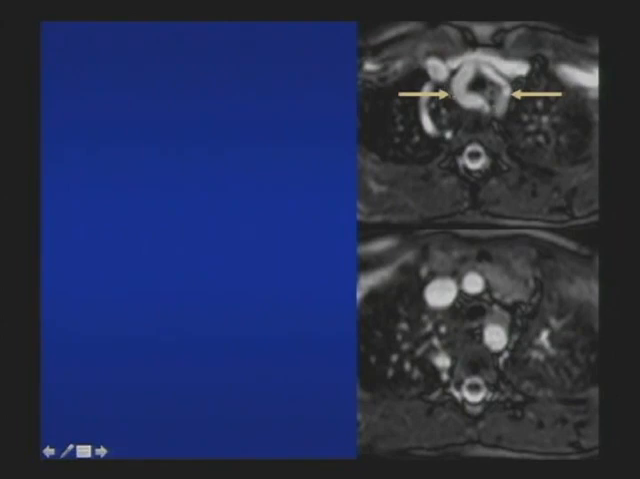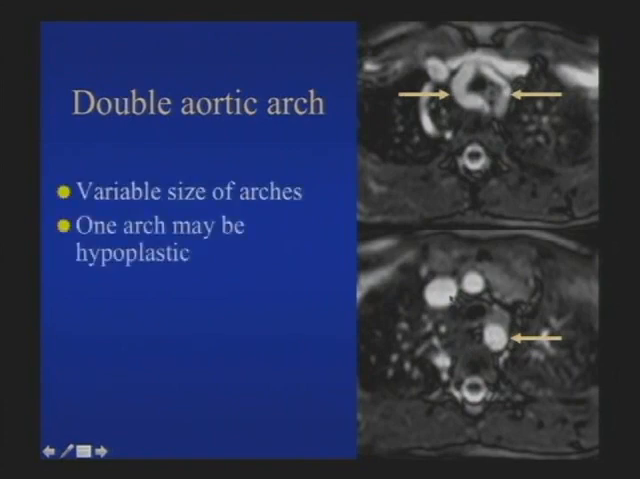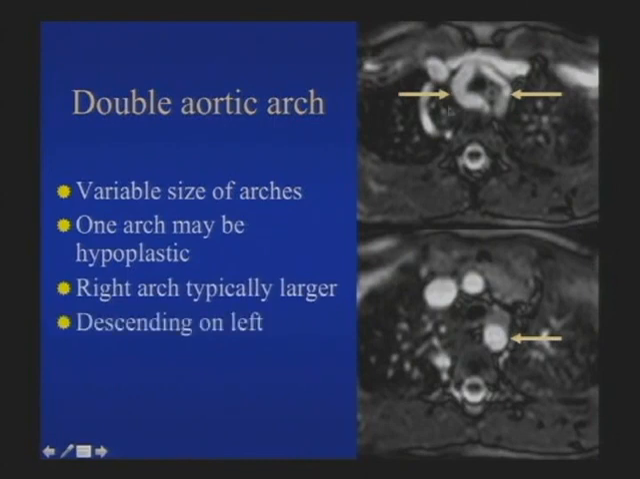And that right-sided aortic arch eventually crosses over posterior to the esophagus and will descend most commonly on the left side after some variable period of time. So again, the right arch tends to be larger. Occasionally you have one arch which is very, very small, or even is a little fibrous band. But the right arch is typically bigger. And eventually that right arch will cross to the left and descend on the left.